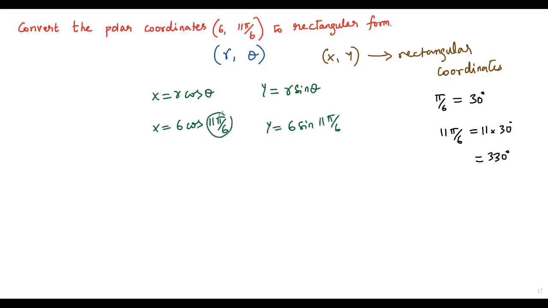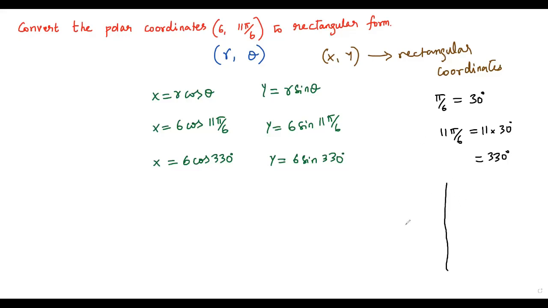So here I can replace 11 pi over 6 by 330 degrees, and here also. Then I get x equals 6 times cosine 330 degrees, and y equals 6 times sine 330 degrees. Now my task is to find the value of cosine 330 degrees and sine 330 degrees.